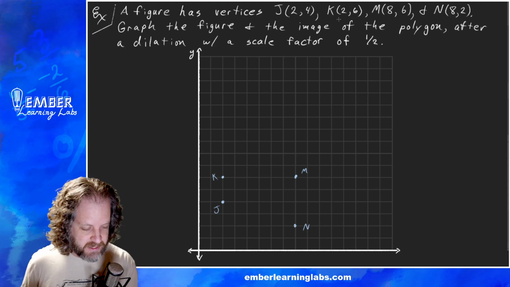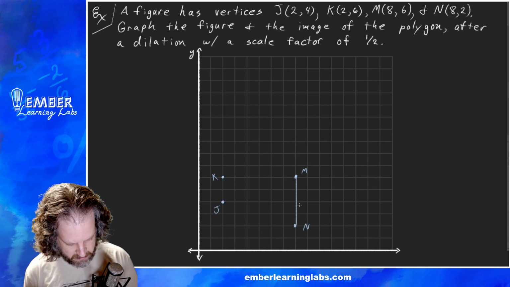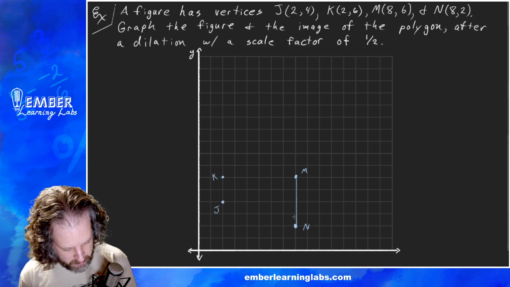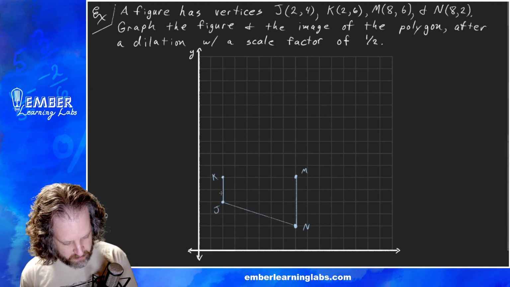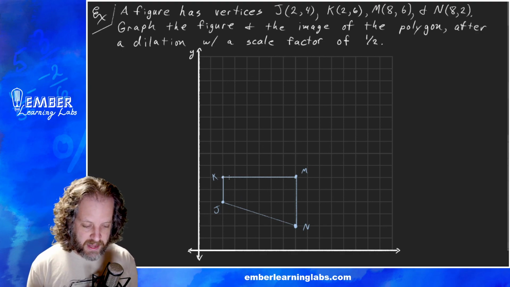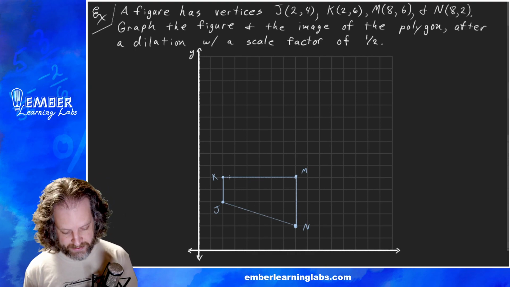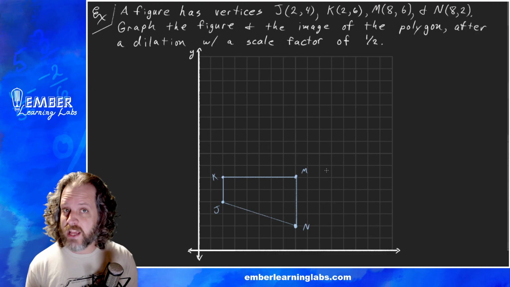And it says this is a polygon, right? So we are going to connect the dots. And that one, and then this one, and then this one, and then this one. So this is the original figure, JKMN, right? Now we need to do a dilation with a scale factor of 1/2.